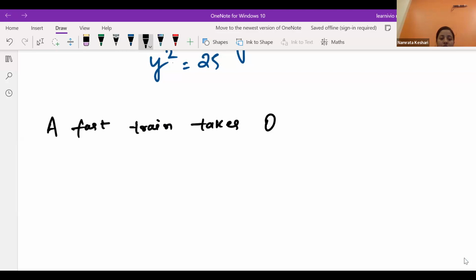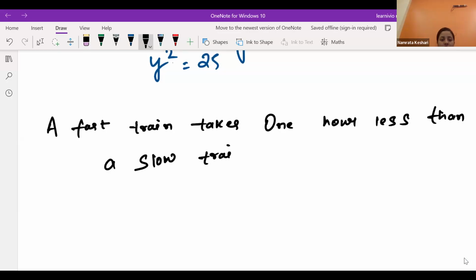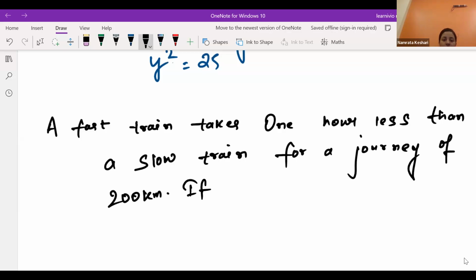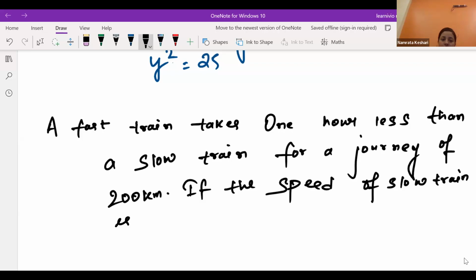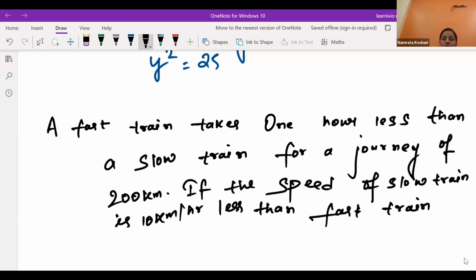So a fast train takes 1 hour less than a slow train for a journey of 200 kilometer, if the speed of the slow train is 10 kilometer per hour less than the fast train. Find the speeds of the two trains.